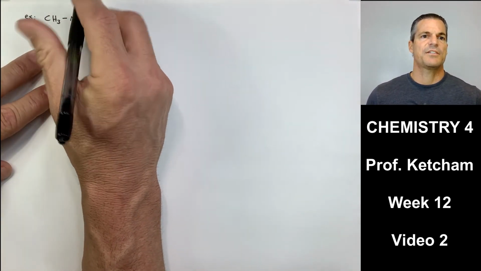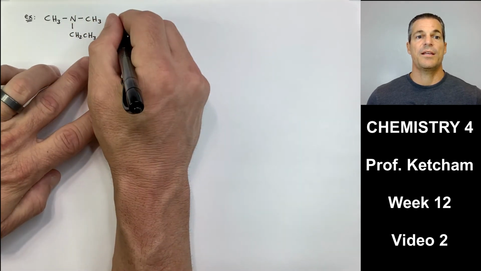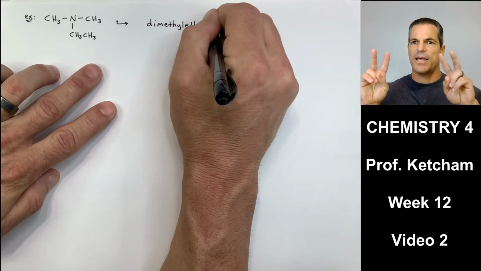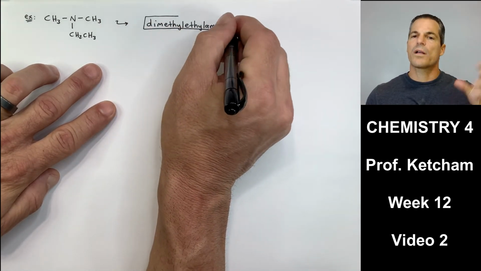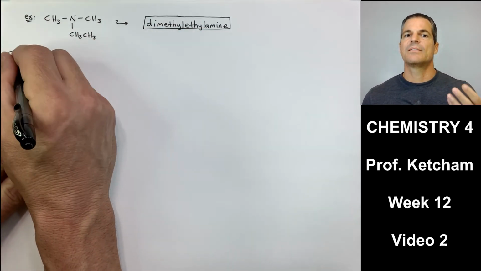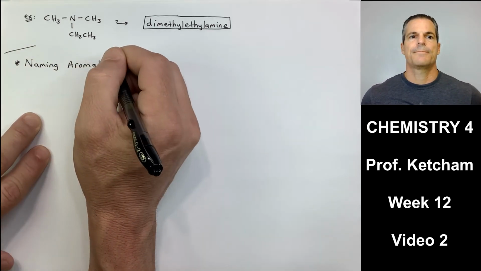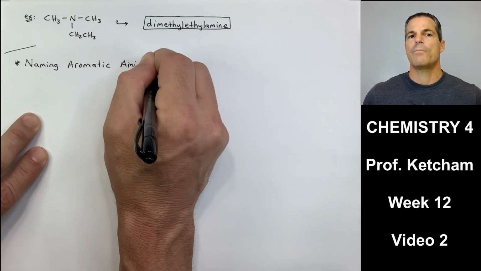Here we have CH3N, CH3, and then ethyl is the larger one, is it not? Okay, so this is going to be an ethylamine. What comes in front of that? What prefix? Dimethyl ethylamine. Why di? Because there's 2 CH3s.